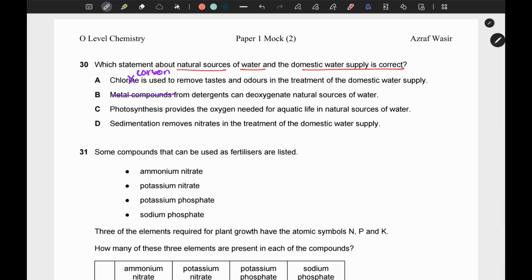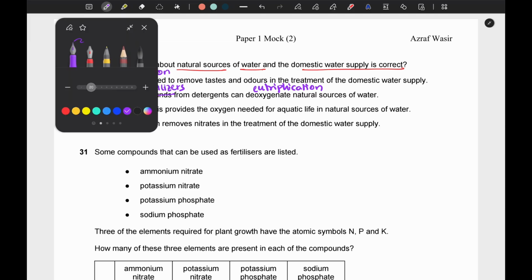It's not metal compounds, rather it's the fertilizers. The fertilizers that dissolve in water and run off to the water bodies, because those would cause eutrophication. This point is basically referring to eutrophication, where the growth of algae is promoted due to those fertilizers, and those algae end up using the oxygen that otherwise fishes would have used.